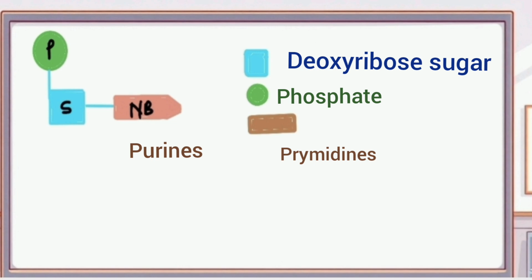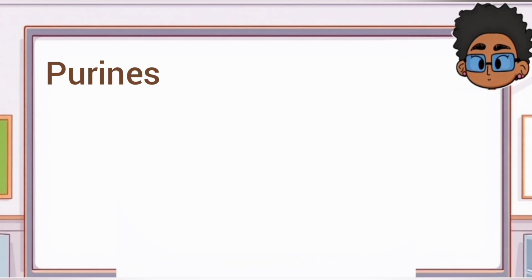I don't really know how to pronounce the word, but it doesn't matter as long as I know how to write it, and it's not usually asked in exams. In these two groups, we have two nitrogenous bases in each group. Let's start with the first one, the purines.